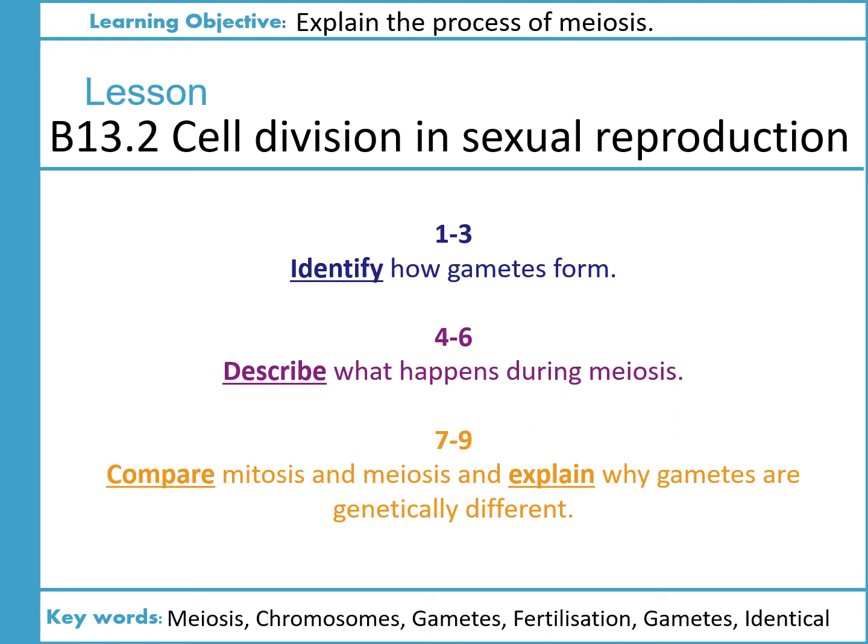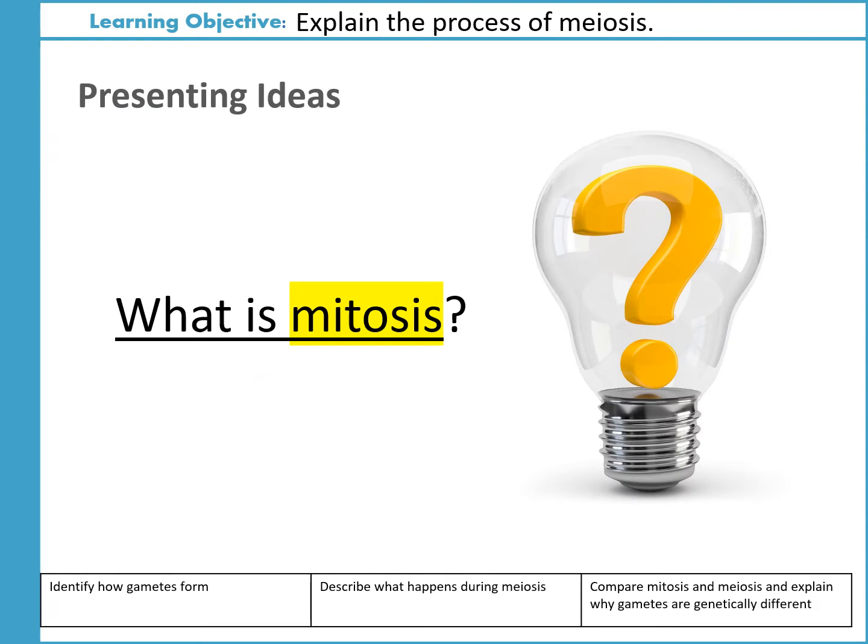So in this lesson we're going to try and identify how gametes form, describe what happens during meiosis, compare mitosis and meiosis, and explain why gametes are genetically different. Before we begin on meiosis, which is the process involved in gamete formation and sexual reproduction, we're going to have a quick recap on mitosis, which you learned about in topic B2.